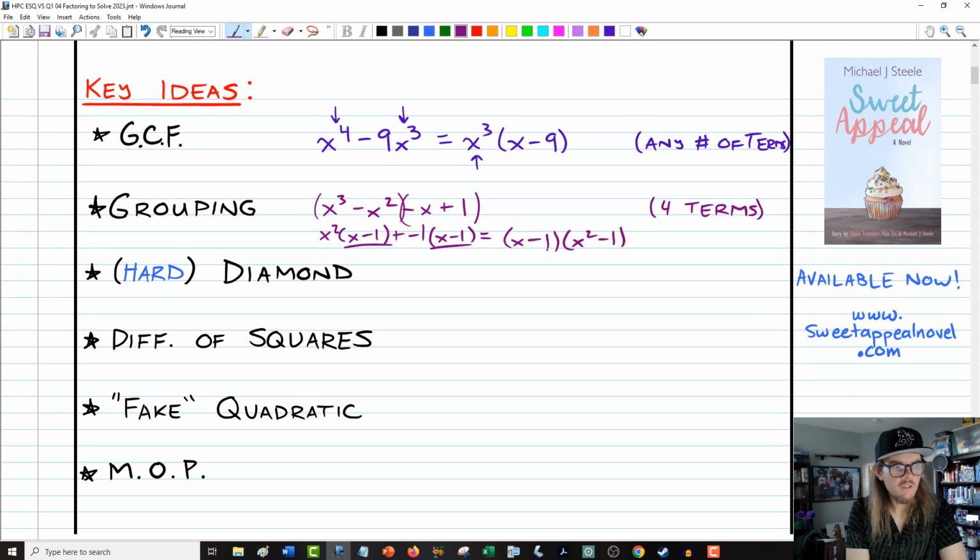And of course, there's more factoring to be done here, but you get the idea. Basically, 4 terms, and there's a shared GCF between the first 2 and the last 2. That's when we can use the grouping strategy or factoring by grouping.